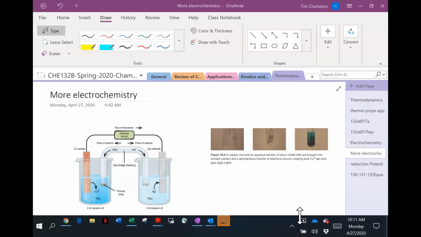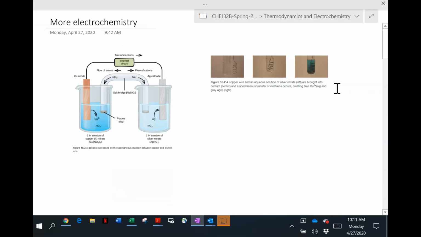Looking here, we have a couple of images from the book on screen, and they show the same reaction, just done a little differently. In 16.2 on your right, we've got a copper wire being put in an aqueous solution of silver nitrate. Time goes along this way as we mix them together, and we clearly see a change in the image.